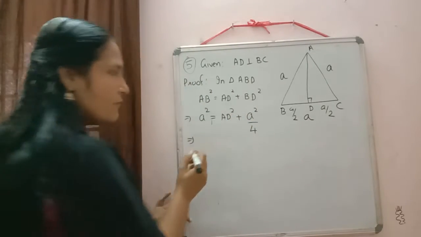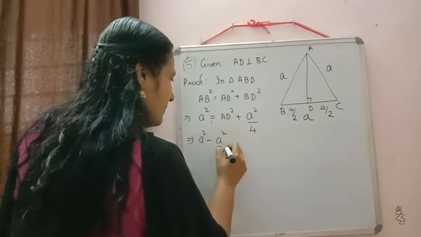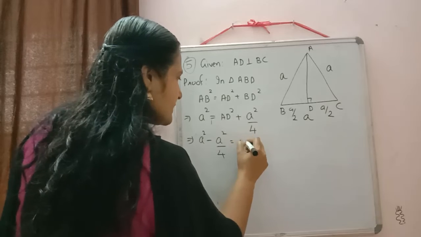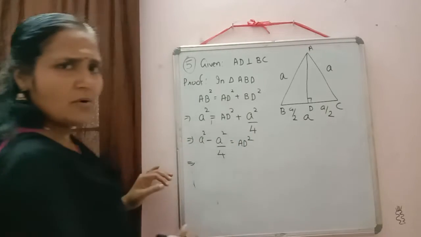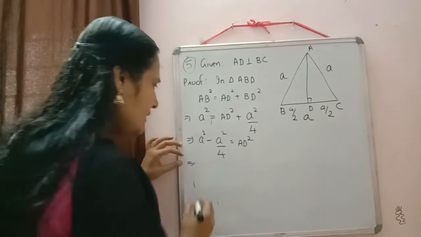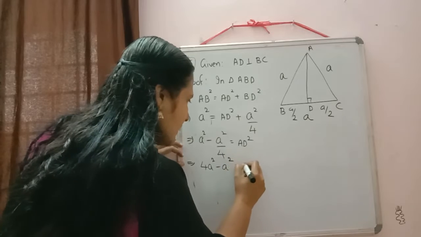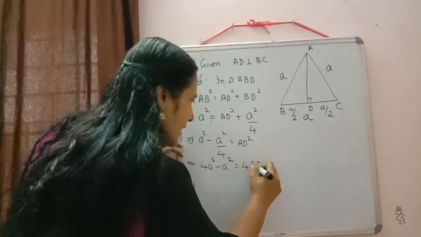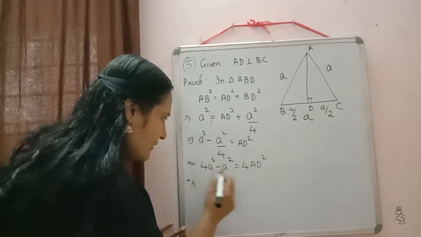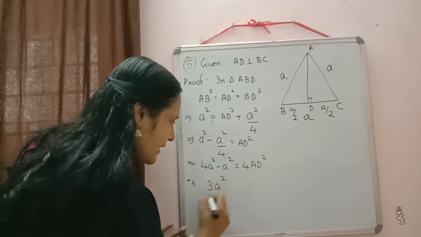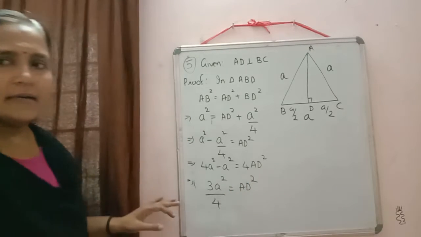A square by 4 we can shift to left hand side. Then it will come A square minus A square by 4 is equal to AD square. We can multiply the whole equation by 4. Then it will come 4A square minus A square is equal to 4AD square. That 4 we can shift to left hand side. Then here it will come 3A square by 4 is equal to AD square.